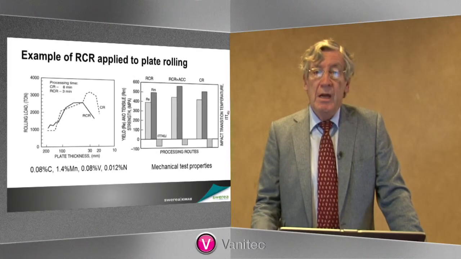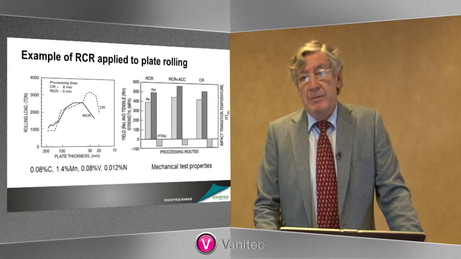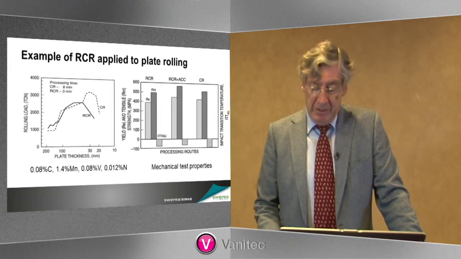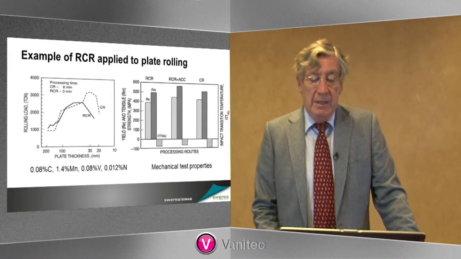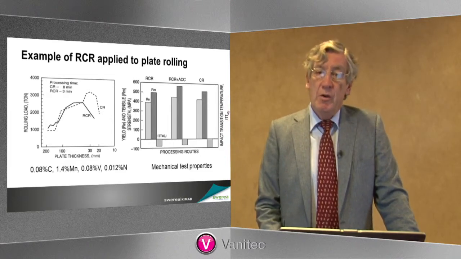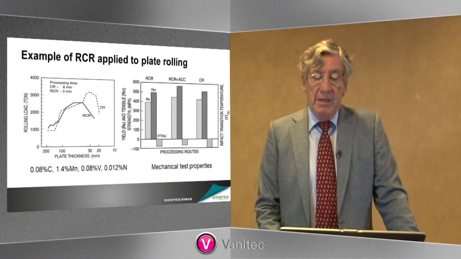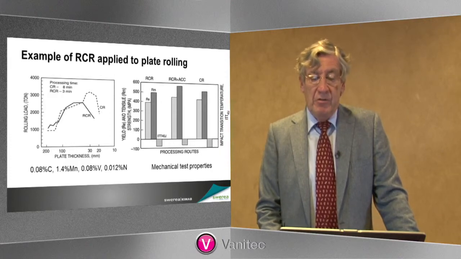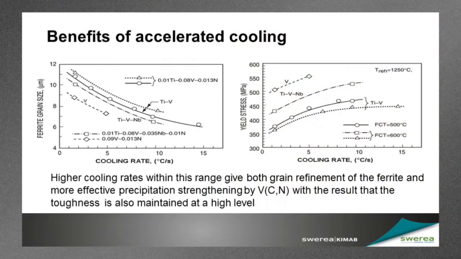So these are two alternative parallel types of processes that can be adopted. In the case of controlled rolling, you would be, generally speaking, using niobium as the microalloying element. In the case of recrystallization controlled rolling, then it would be vanadium.